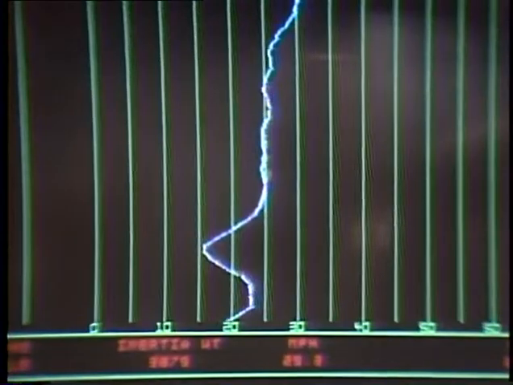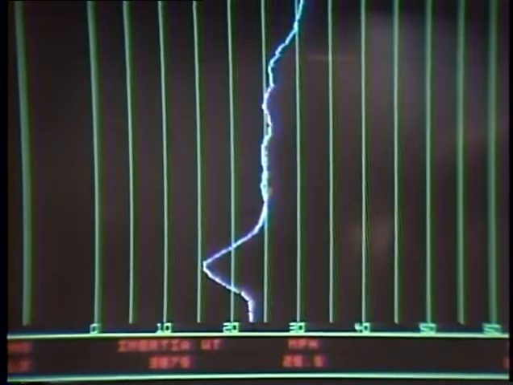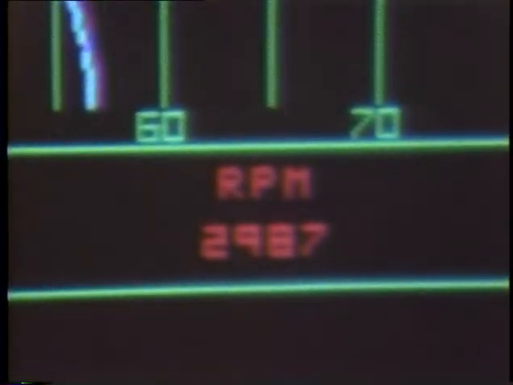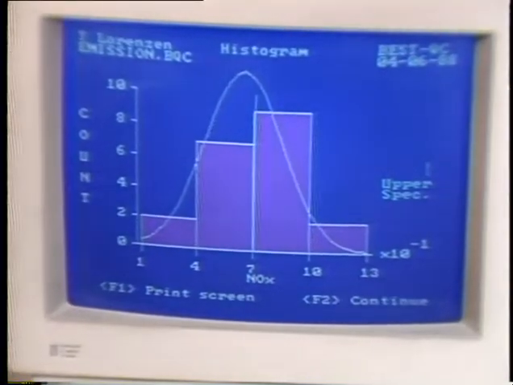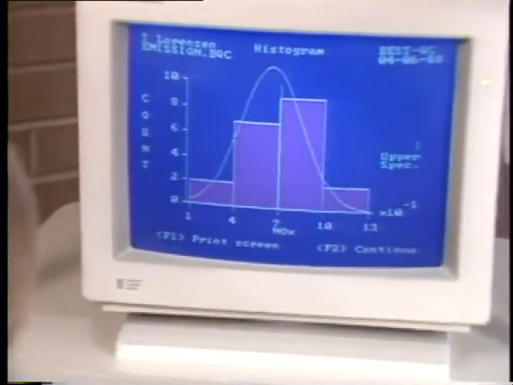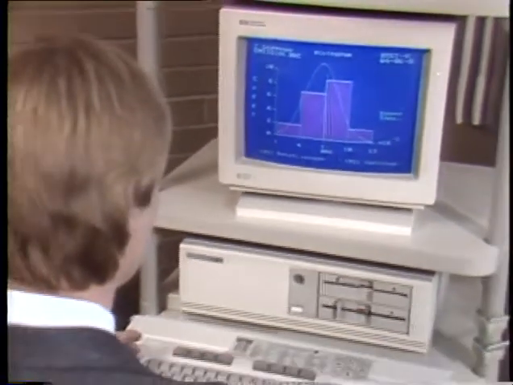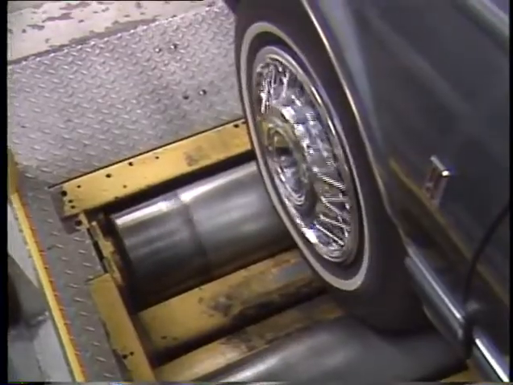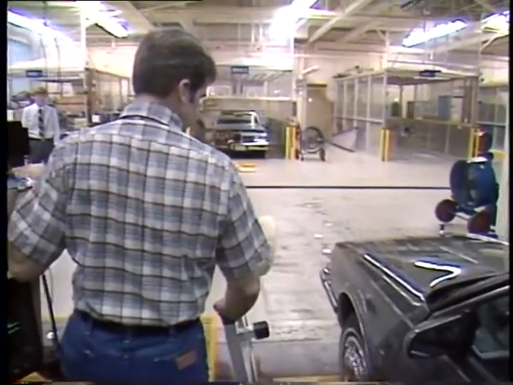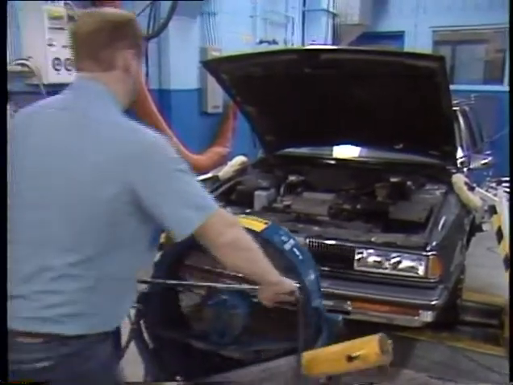A number of prototypes are built, and the pollutants they emit are measured under controlled conditions. The measured emissions tend to be normally distributed. Some engines are low, some are high, and most fall somewhere in between. In this unit, we're going to see how GM uses normal distributions to predict the performance of an entire line of new automobiles.